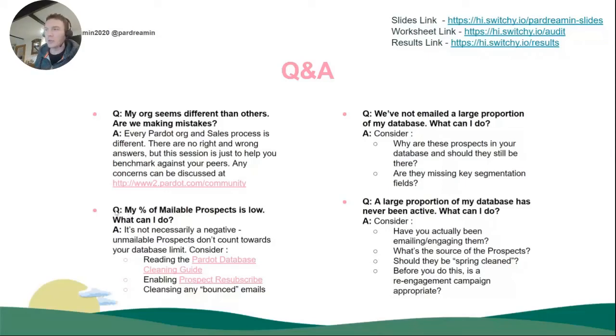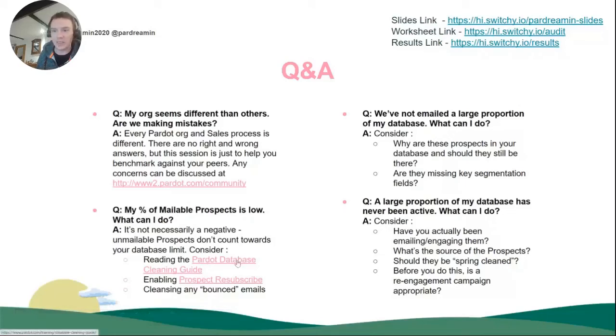And then what I've done as well is I've put a Q&A for each of the 3 dynamic lists that you've made. And if you're concerned about specifically any of those metrics, there's some points for you to consider. So for example, my percentage of mailable prospects is low. What can I do? What I'm saying here is that's not necessarily a bad thing, because unmailable prospects in your Pardot database don't count towards your database limit. So there's some helpful guides to what you might consider doing if you've got a really low mailable percentage.